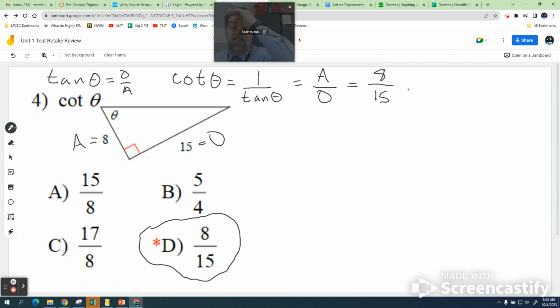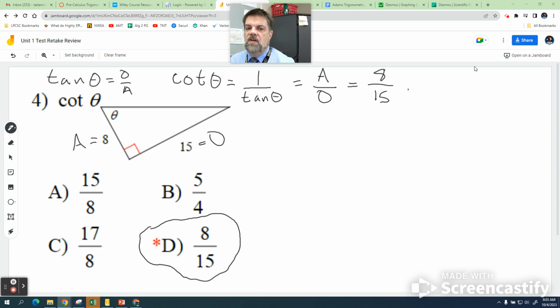Now, what was interesting to me on some of these, like on the previous example, kids just plugged in the numbers and didn't realize they had to solve for the hypotenuse. So sometimes you don't have to solve, sometimes you do. All right? You really got to think about that. Okay? Let's move on to problem number 5, shall we?